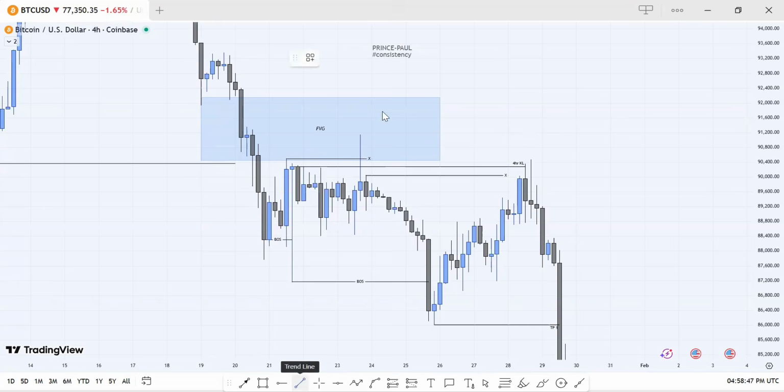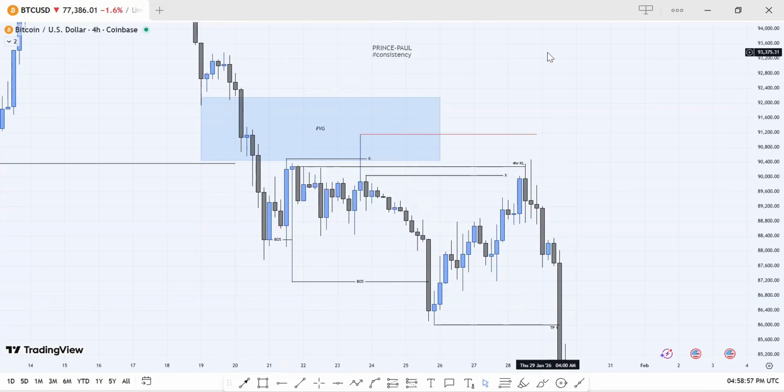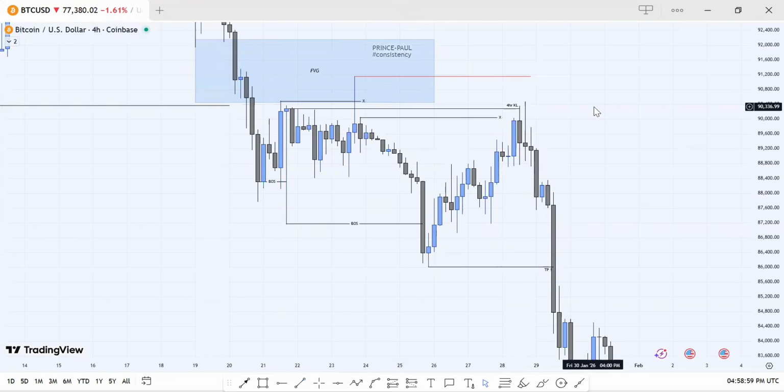Then this is our invalidation level. Price going above this high, we are no longer interested in the sales, right? So I'm going to use a red line to indicate that. Good. So this was exactly how I was able to come about my entry on Bitcoin.